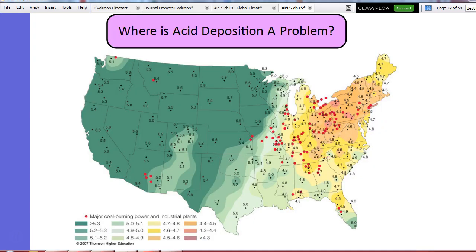So where is acid deposition a problem? We looked at these maps. Northeastern U.S. What do we know about the northeastern part of the U.S. compared to the western? Industrialized. Think about history. Big cities. This is where we settled, right? If we think about population density, it's higher over here. These are where the major power and industrial plants are, all in the northeast.